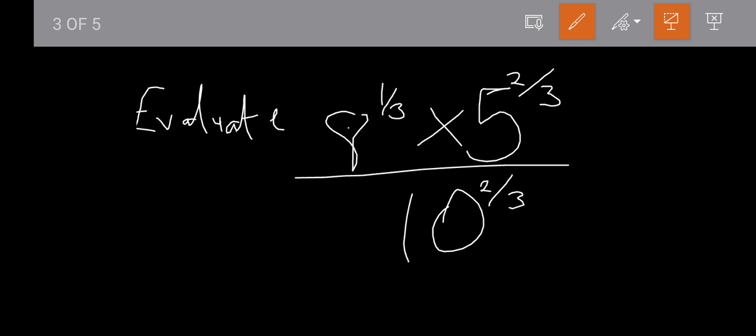So take time and jot that down. I have 8 raised to the power 1 over 3 times 5 raised to the power of 2 over 3 over 10 raised to the power of 2 over 3. Now, whenever you're dealing with indices, remember to reduce the numbers to their lowest forms of powers.